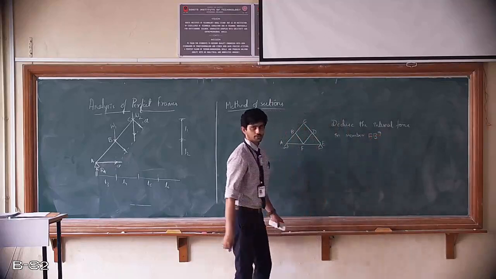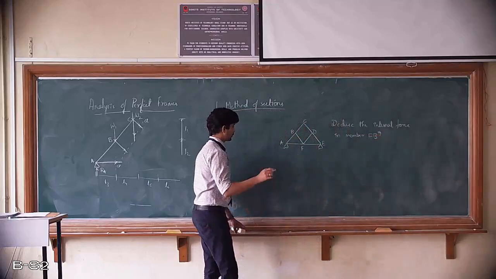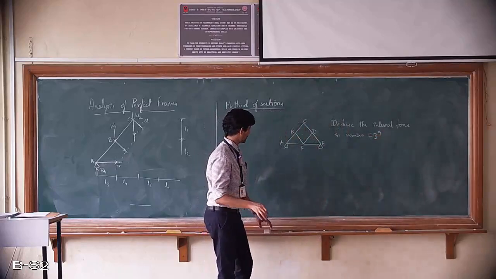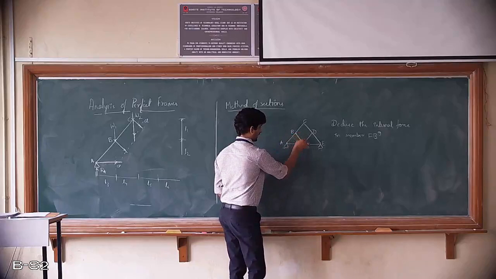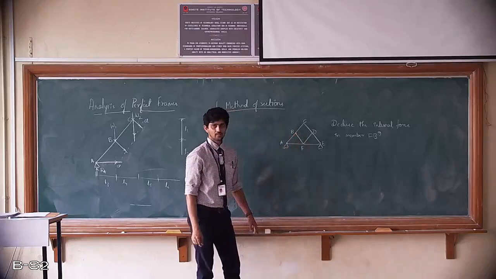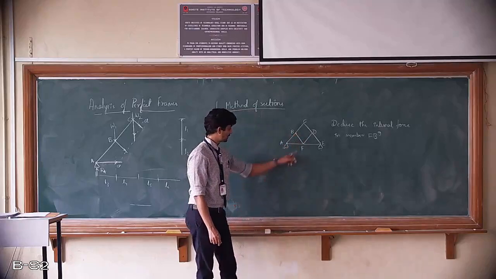If that was the question, then if you use the method of joints, which is again a right method, it's not wrong, but that is time consuming. First you'll start with joint A, then you'll go to joint B, then that will give you the load acting at the FB element or FB member.